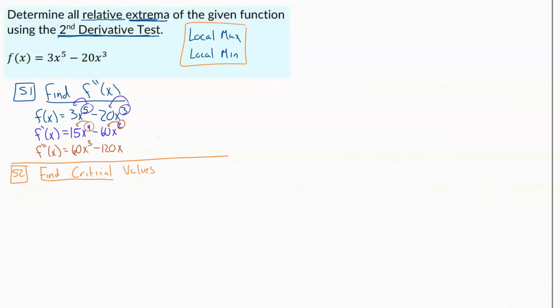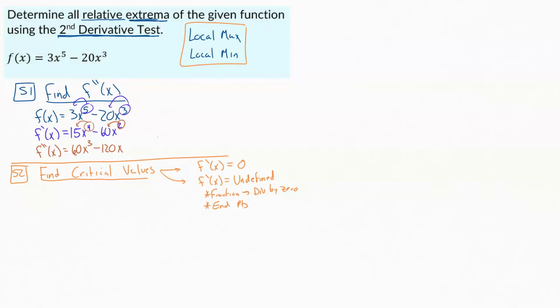And as we've seen on previous examples, critical values can occur in two places. They can occur whenever our derivative equals 0. That's the one that everybody remembers. But they also can occur whenever our derivative is undefined. That undefined situation occurs usually if you have a fraction in your problem and you need to concern yourself with where you would get division by 0. The other place is if you've got a closed interval, then the endpoints of that interval are going to be critical values. Here, we don't have a fraction on our derivative, and we don't have any endpoints, so we don't even need to worry about that undefined. So we're just going to do the standard, set the derivative equal to 0.